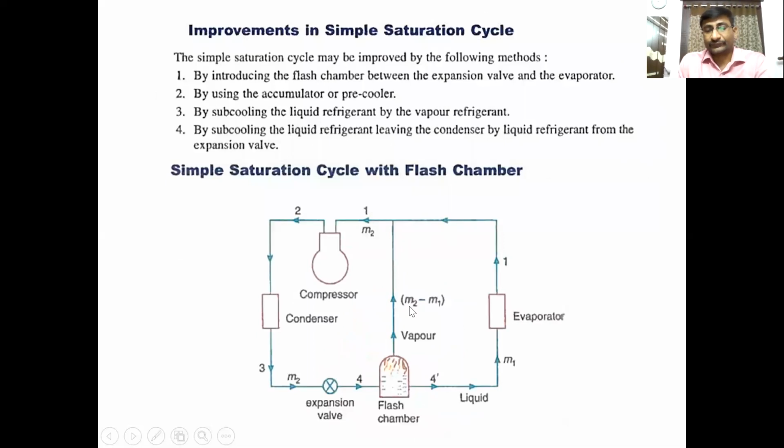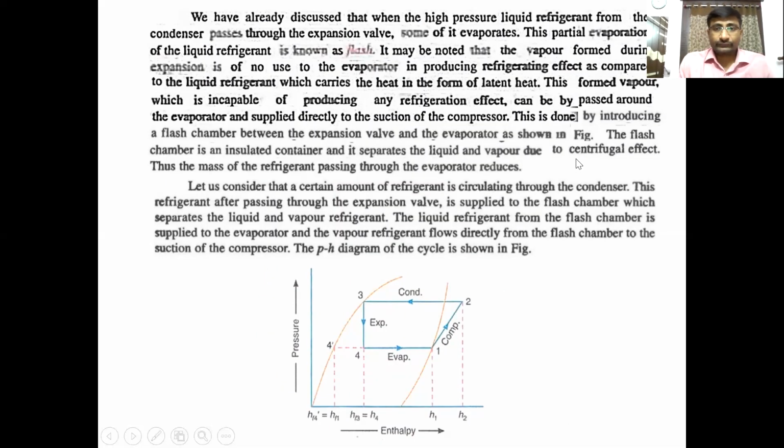This is the figure. The flash chamber is placed between the evaporator and expansion valve. The flash chamber is an insulated container and it separates the liquid and vapor due to the centrifugal effect. So, thus the mass of refrigerant passing to the evaporator reduces.